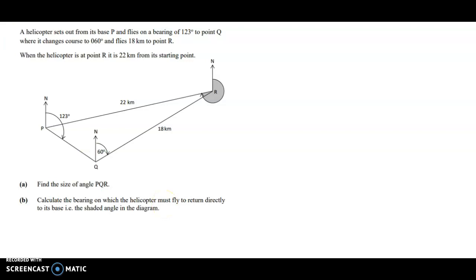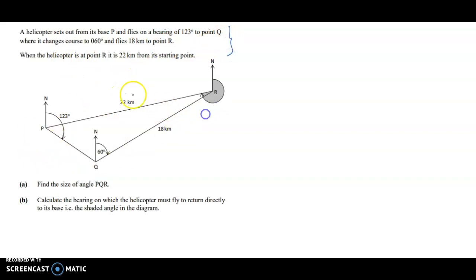Okay, so this is my question. It says here a helicopter sets out from its base at P and it goes on a bearing of 123 to Q. So this is my first point, first position, and the second position. From here now, it changes course and it goes at a 60-degree bearing of 18 kilometers to point R. So this is my third point. From R now, it is 22 kilometers from its starting point at P. So all of this is just described in our diagram.